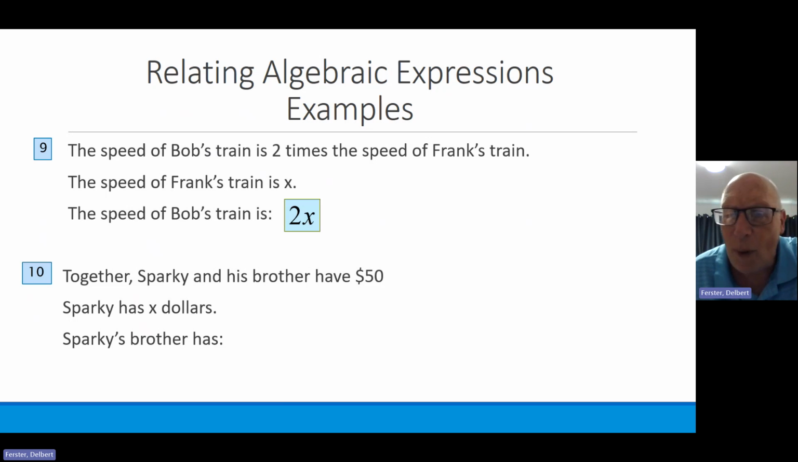Together, and this one's more of a problem for more kids. Sparky and his brother together have $50. Sparky's got X dollars, and you got to represent how much the brother has. Well, you know the total. The total for the two guys together is 50. So if you take the total and knock off what Sparky has, the rest is left for his brother. So make sure you catch the order on this. It's the total 50 minus X to represent how much is there for Sparky's brother.